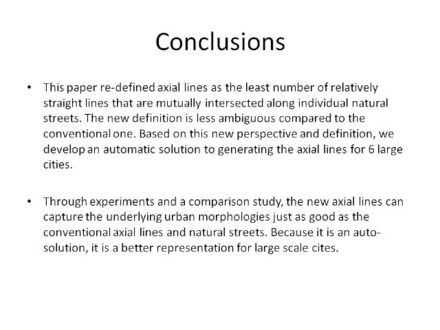The new definition is less ambiguous compared with the conventional one. Based on the new definition, we develop an automatic solution to generate the axial lines for 6 cities. We have illustrated through experiments and comparison studies that the new axial lines can capture the underlying urban morphologies just as good as the conventional axial lines and the natural streets. Because it is an automatic solution, it is a better representation for large-scale cities.